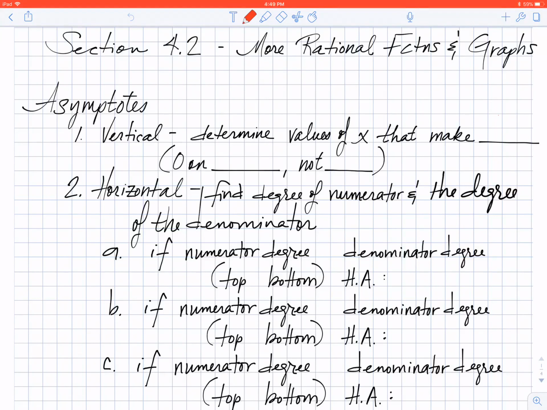Well, you need to determine the values of x that make the bottom 0. I'm going to write this as a number over 0. I don't want a 0 on top. You can have any number you want on top, but whatever that x is should only make the bottom equal to 0. So I'll say that in this parentheses here, 0 on bottom, not on top. That's how you would find a vertical asymptote. And we'll practice this in class when we are going over section 4.2.